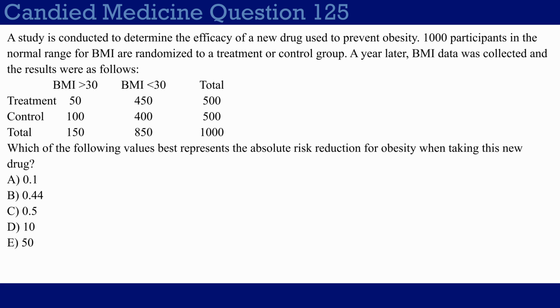Which of the following values best represents the absolute risk reduction for obesity when taking this new drug? Choice A, 0.1, choice B, 0.44, choice C, 0.5, choice D, 10, or choice E, 50. I'll wait 5 seconds and answer the question.